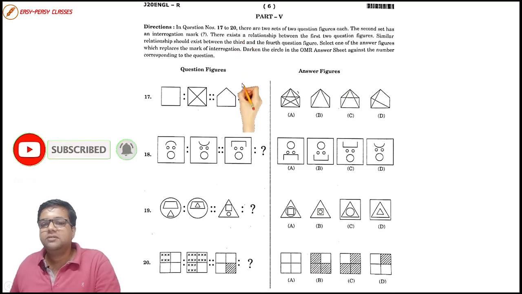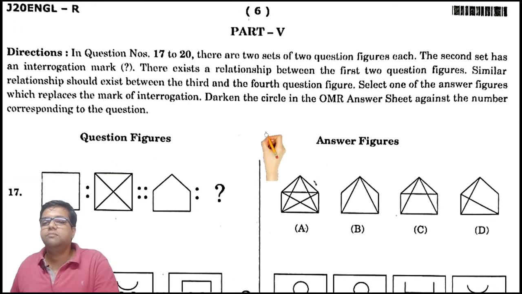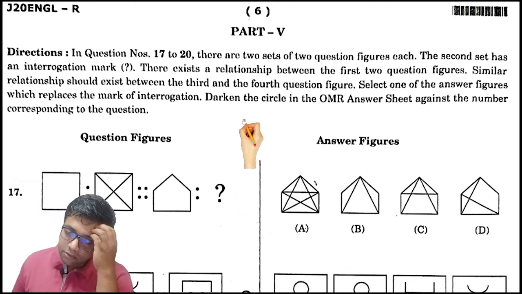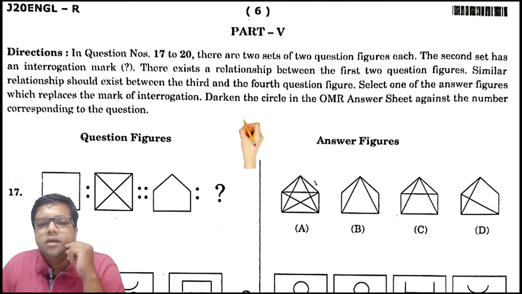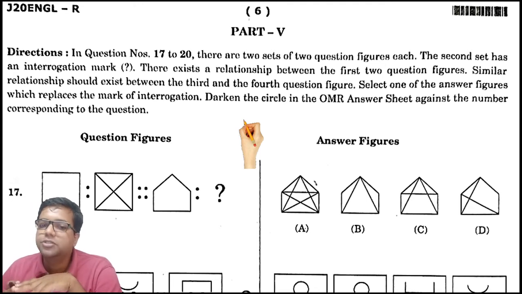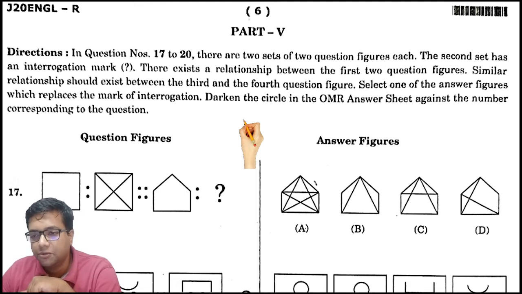So let's move on to the further question. We have question number 17 placed in part 5 of the mental ability section. Let us go through the directions without wasting time. In question number 17 to 20, there are two sets of two question figures each. The second set has an interrogation mark, the question mark. There exists a relationship between the first two question figures. Similar relationship should exist between the third and the fourth question figure. Select one of the answer figures which replaces the mark of interrogation. Darken the circle in the OMR answer sheet against the number corresponding to the question.